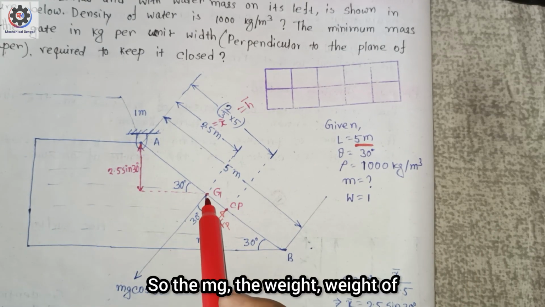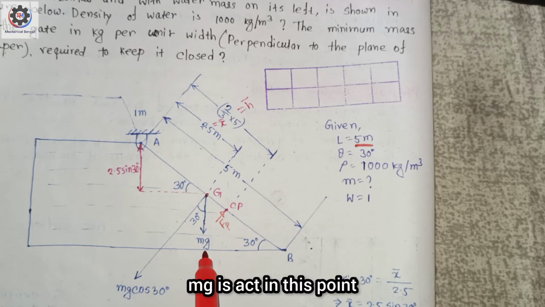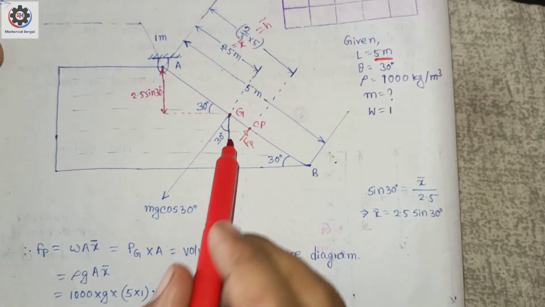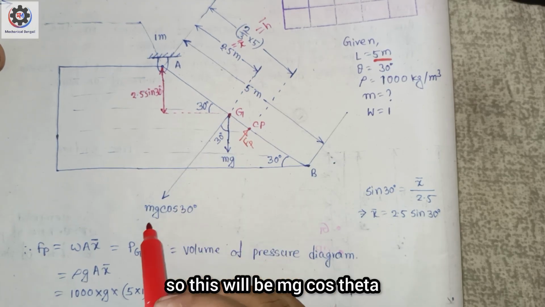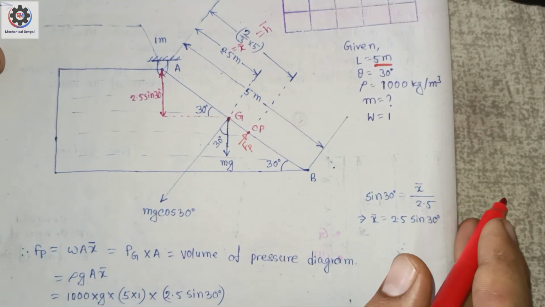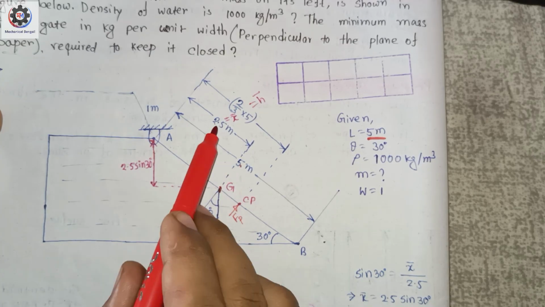The mg, the weight of the plate, acts at this point. This will be the mg cos theta component, because this angle theta is 30 degree. So this will be mg cos theta. Now, to calculate this distance, from here to here, that is 5 divided by 2, that is 2.5.